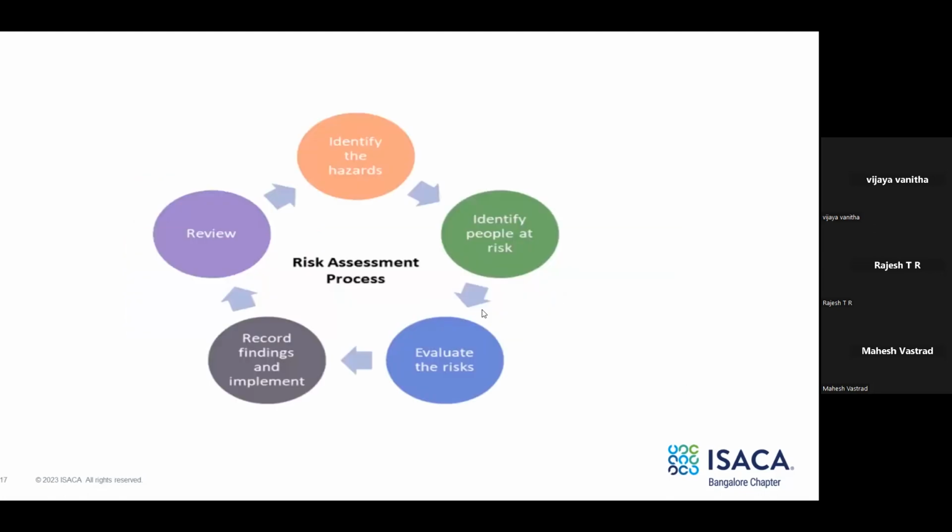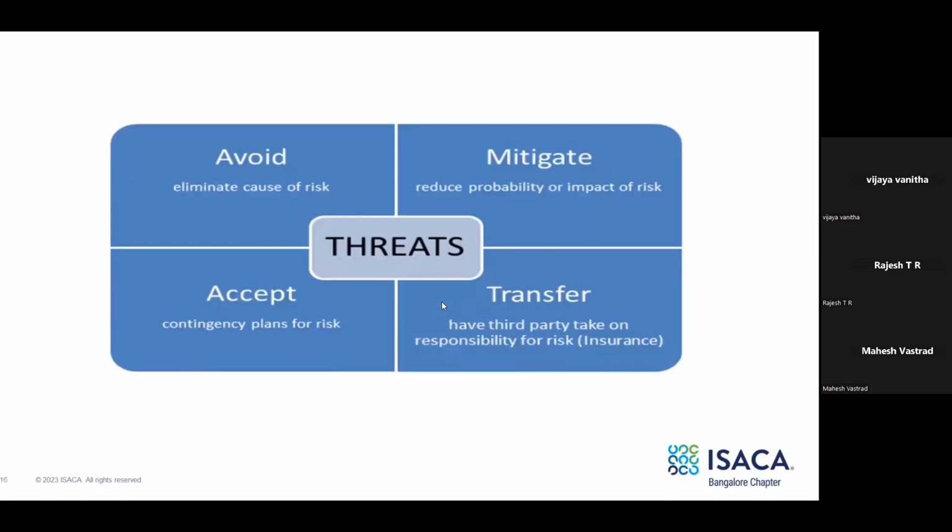Okay, coming back to threat risk response methodology. Avoidance: avoiding the risk completely, eliminating the cause of the risk. We are going to completely eliminate that risk. Mitigation is the most widely used response methodology, which means reducing the probability or impact of a risk. Here we are going to encounter the risk. Based on that risk, we are going to assign whether it is low, medium, high, or critical. If it is critical, we try to mitigate it. We are going to reduce the impact of that risk. That is the mitigation part.